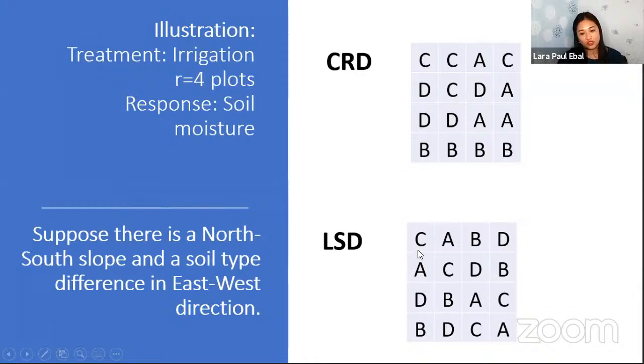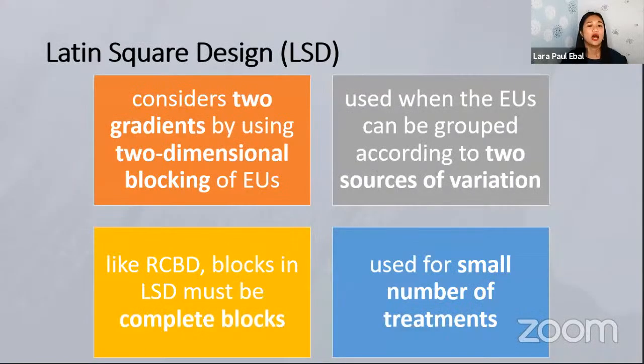Just to have a picture, ito po yun. Ganito po siya. If you see treatment C here, it should only be seen once in that row and once in that column, right? And if you see A here, that A can be seen only once in that row and in that column. I hope you follow. So ito yung expect natin kapag we have this LSD as the design structure. Recall again what I asked you about this: what if this nuisance factor is not just one factor, so it could be two? That's why we have to deal with this.